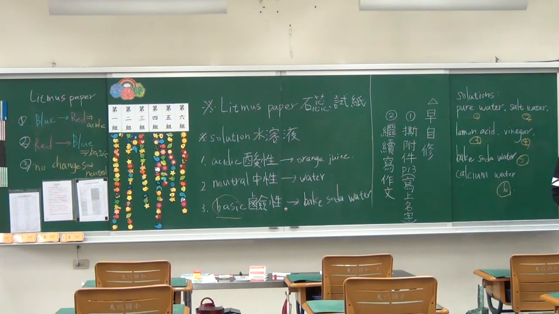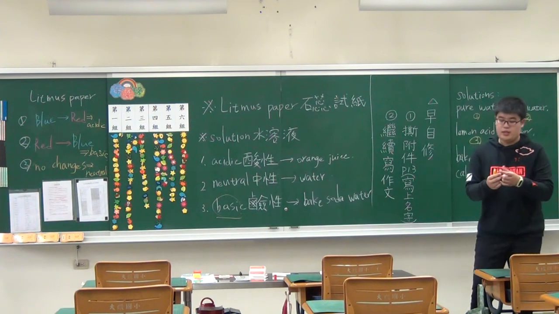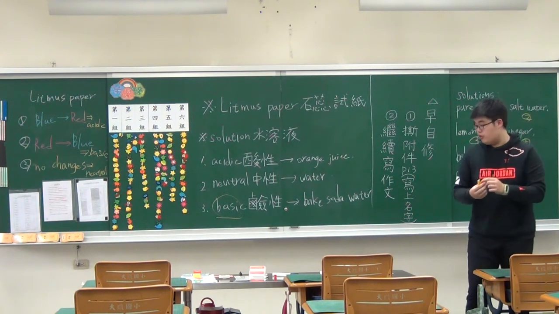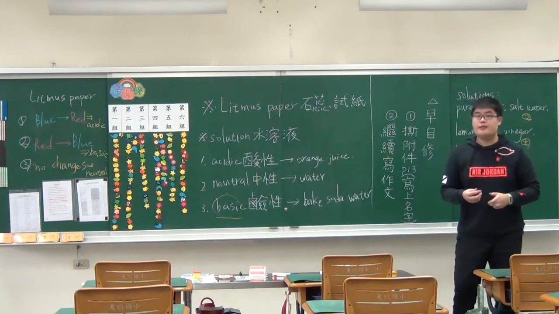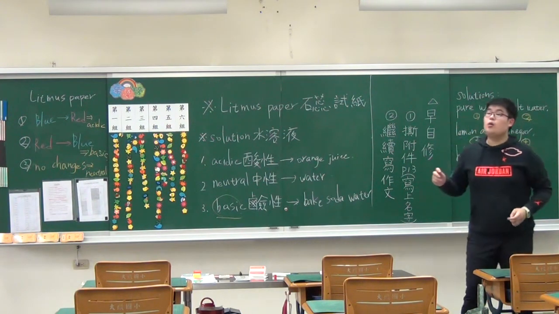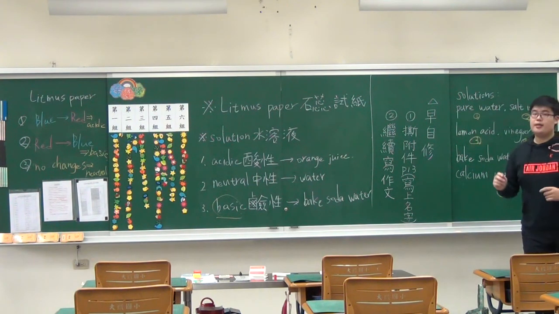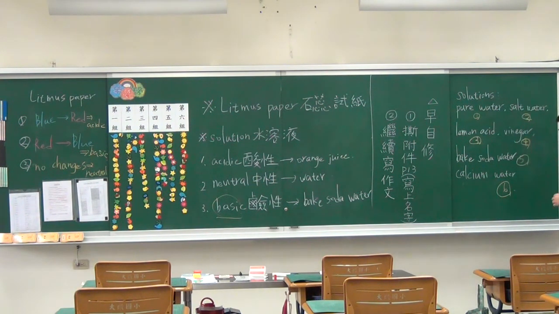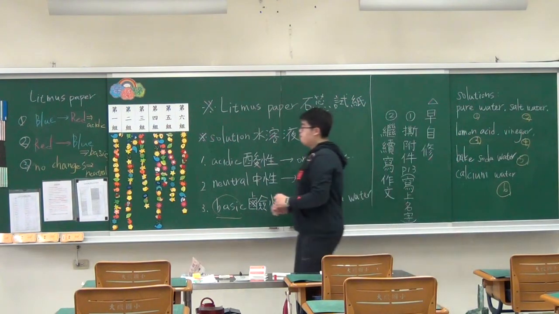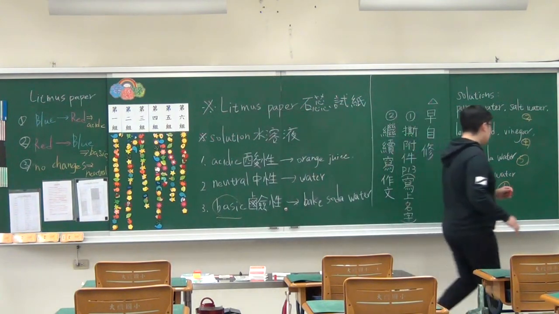Move on to the next solution. Number 6. So what kind of solution is calcium water? First of all, does the color change? Yes or no? Yes, right? So is it from red to blue or blue to red? Red to blue. So which means it is a kind of basic solution. Yeah, that's right.